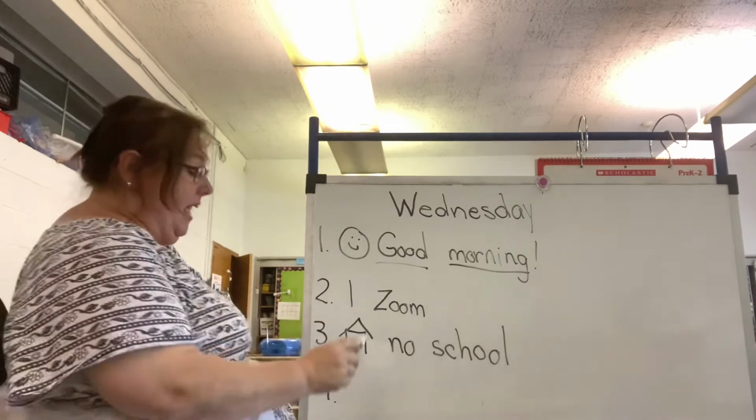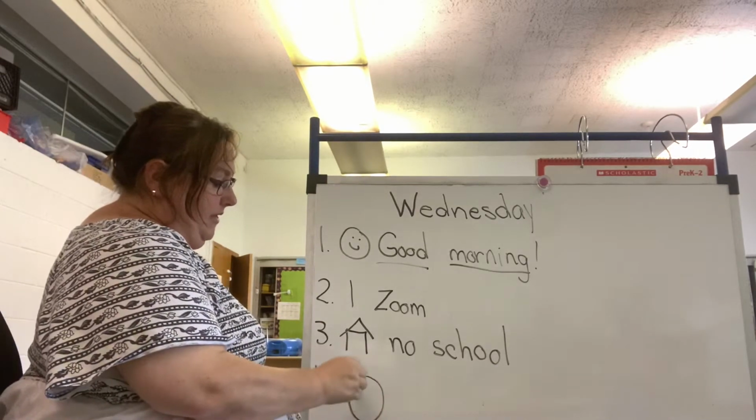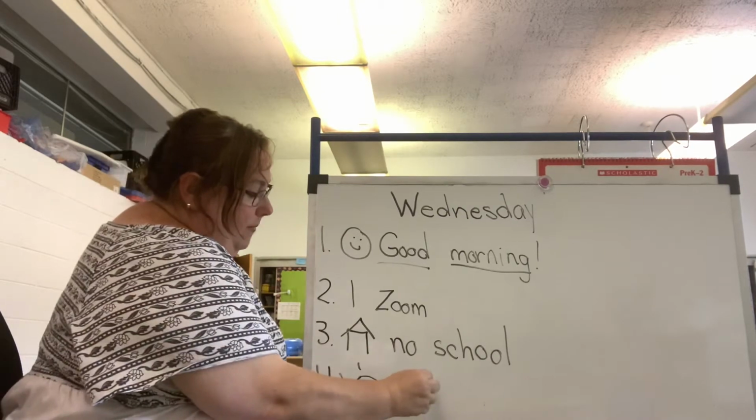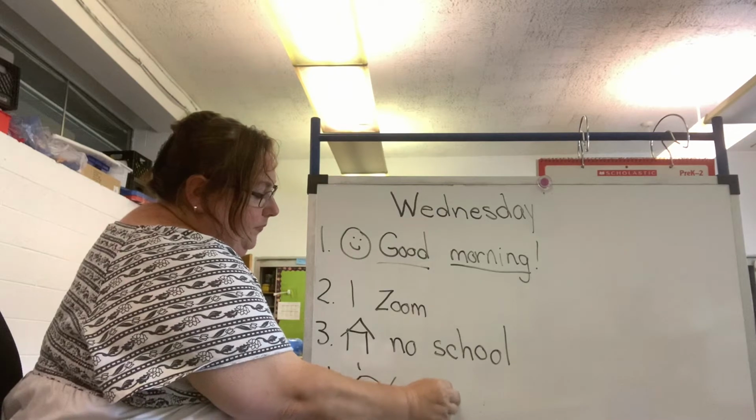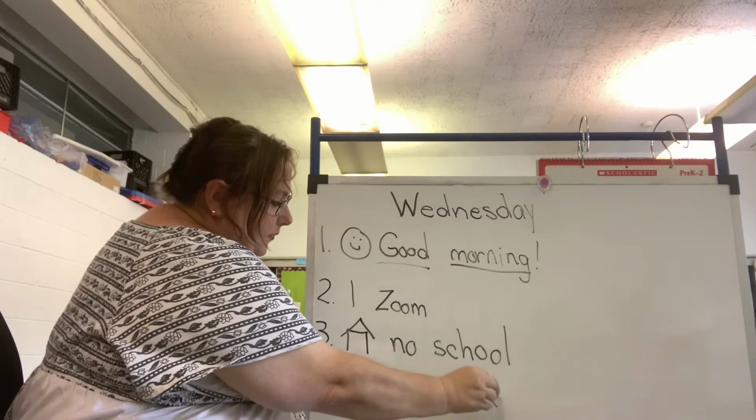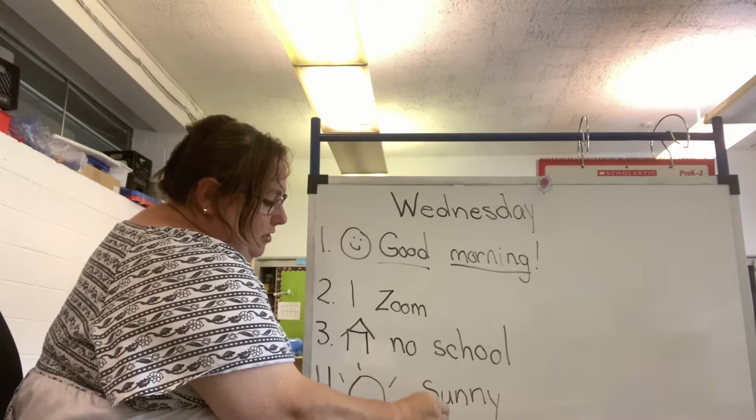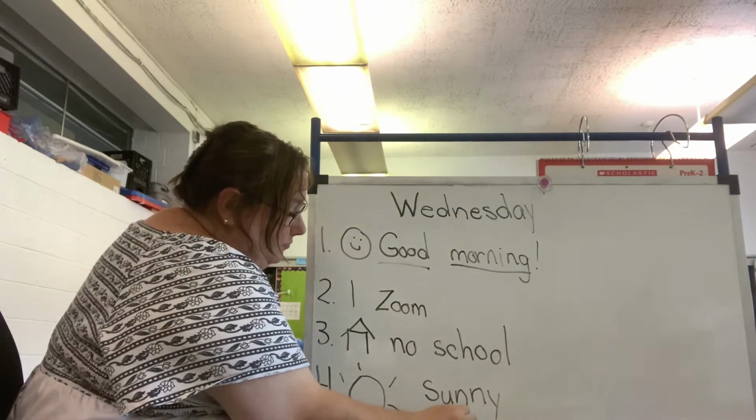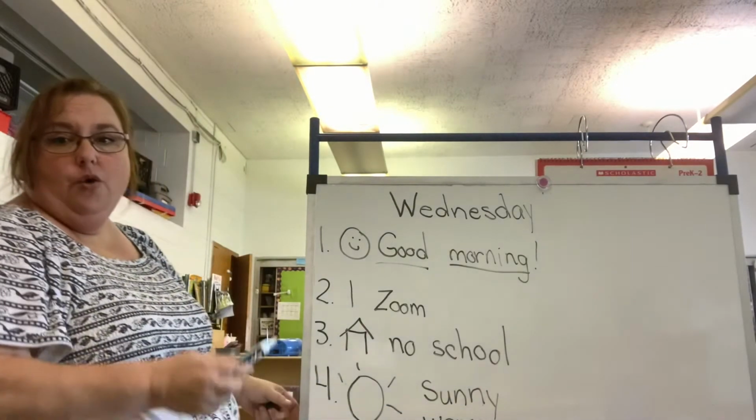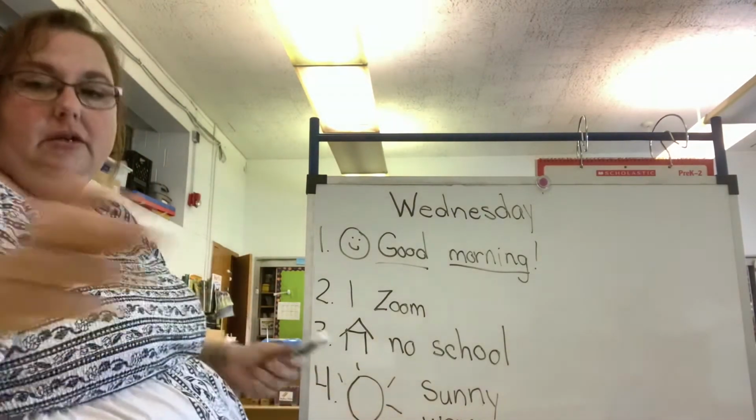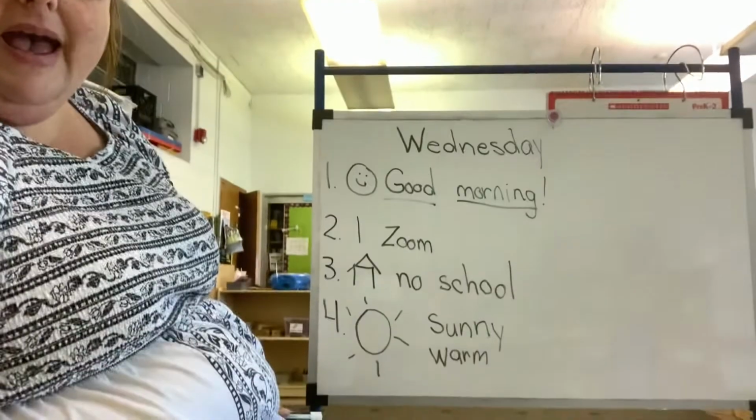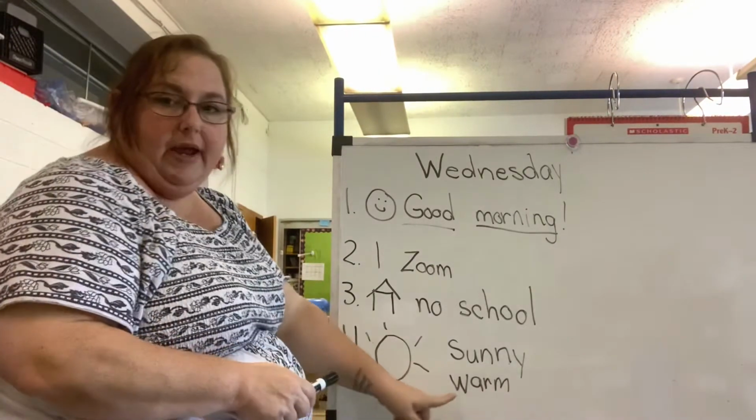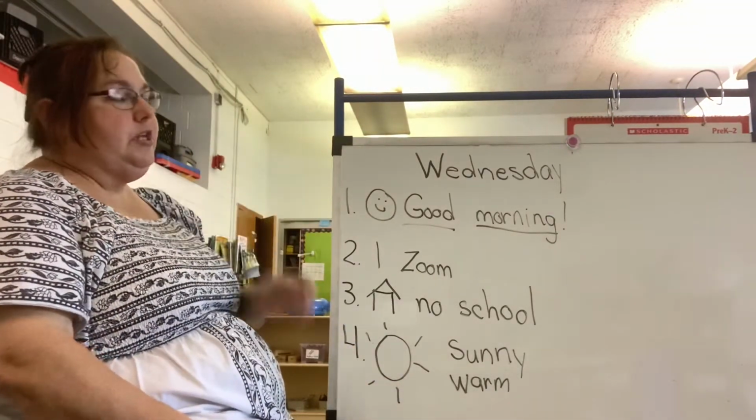Now the weatherman says that today is going to be sunny and warm. I hear that W in warm, like in Wednesday. So it might be a little bit chilly in the morning when you're watching this, but it's actually going to be warm out today. And I didn't realize you couldn't see the bottom. So there's that W, like I was talking about, in Wednesday. So it's going to be sunny and warm today.